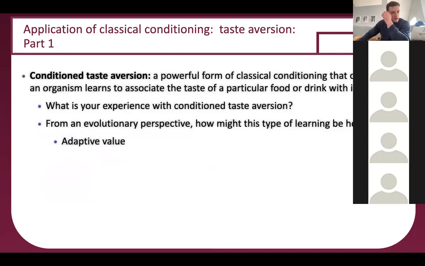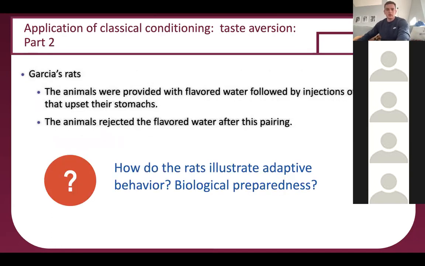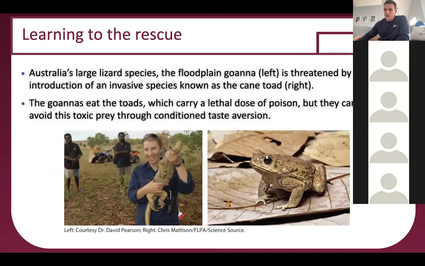Good job, Gavin. Okay, so we will talk about conditioned taste aversion, and then we will pivot to our Kahoot because this is a good place to stop. All right, conditioned taste aversion is a powerful form of classical conditioning that occurs when an organism learns to associate the taste of a particular food or drink with illness. Okay, so from an evolutionary perspective, how might this type of learning be helpful? Well, we're going to talk about it. So, not Garcia's rats. Yeah, we're going to talk about the goannas.